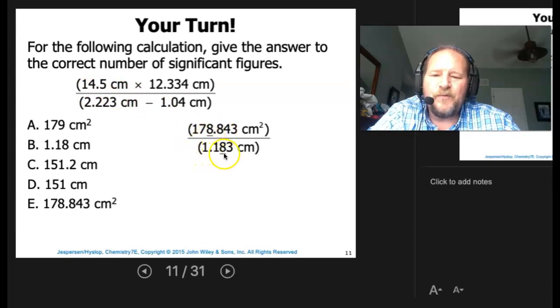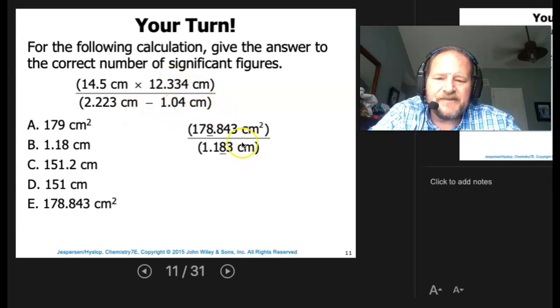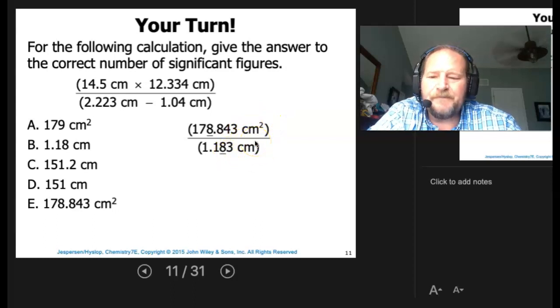And we have 1.18, right? Because we get 2 places after the decimal. So we'll have 1.18. So we're going to take 179 divided by 1.18. That means we get 3 sig figs. And so we have centimeters squared on top. Centimeters minus centimeters gives us just centimeters on the bottom. Centimeters squared divided by centimeters is going to give us centimeters as an answer. So we get 3 sig figs, 151, and centimeters as our final answer.